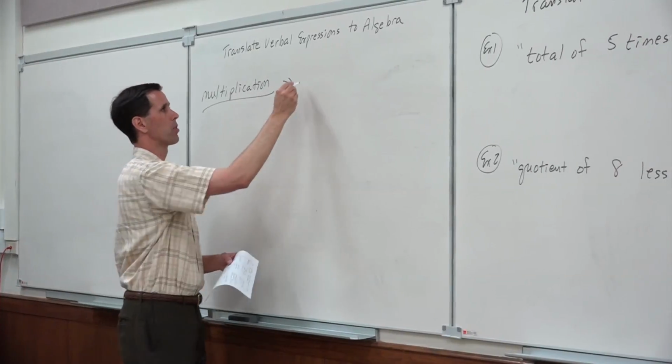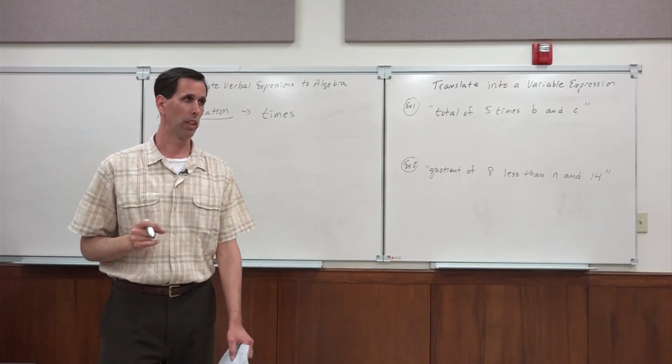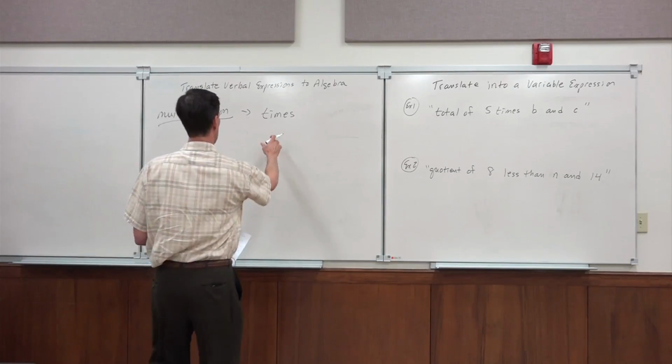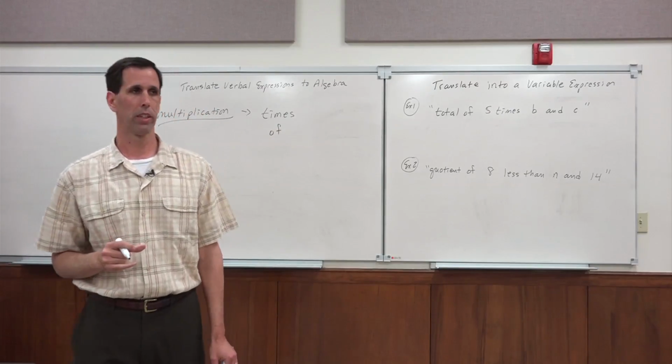Obviously, we have times. That's an obvious one. What is 8 times 5? You get 40. A key one here is the word of. A lot of times, the majority of the time when you see the word of, you're going to think multiplication.